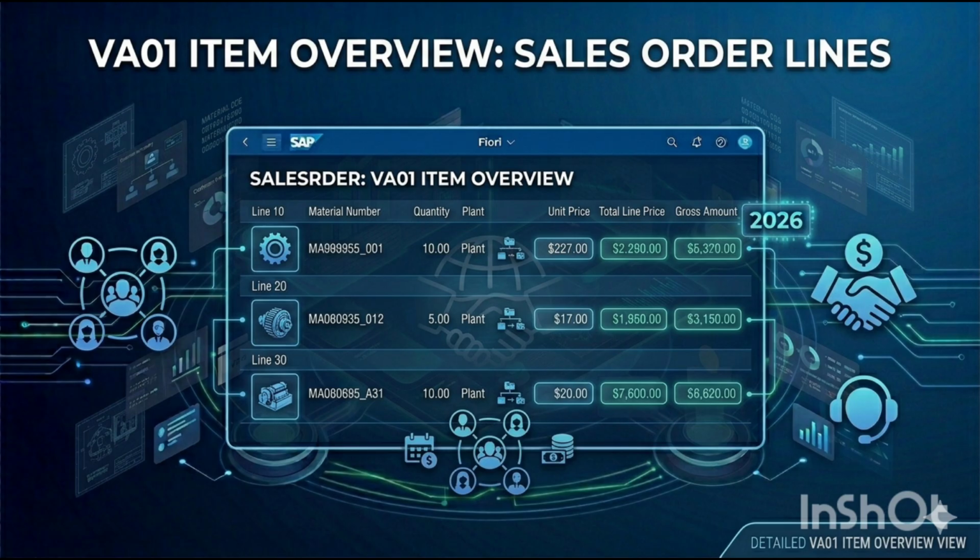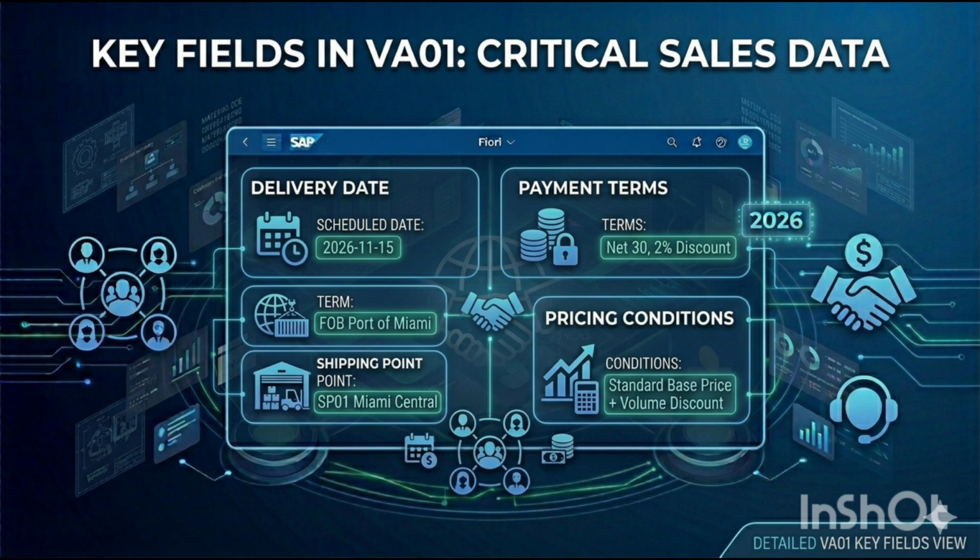Pay special attention to partner functions and sales area data. In modern S/4HANA 2026, many of these fields are intelligently proposed using machine learning, which makes data entry much faster and reduces manual errors. So in this screen, you are looking at the item overview for a sales order. There are 3 line items, 10, 20 and 30, where we have material number, quantity, plant, unit price, total line price and the gross amount.